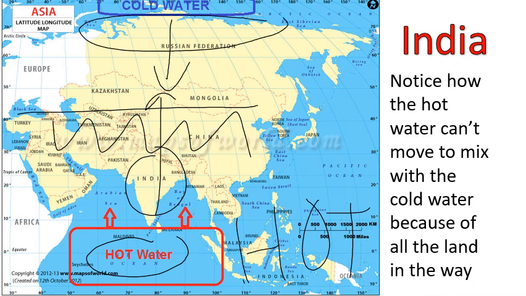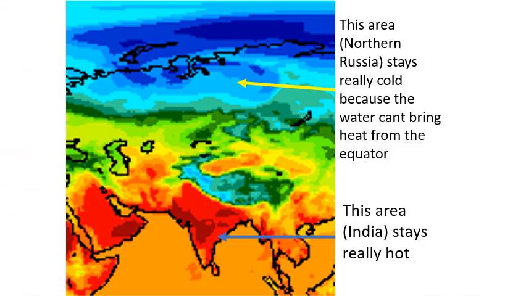And up here, it always stays really cold because there's no way for those areas to get any heat from the water down here at the equator. And you can see that in a thermal image. India always stays real hot because they can't have their hot water go away from them and take heat. Up here, northern Russia, they can't get any of that heat from that water coming from the Indian Ocean, so they stay exceptionally cold.